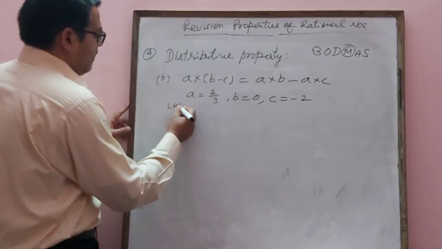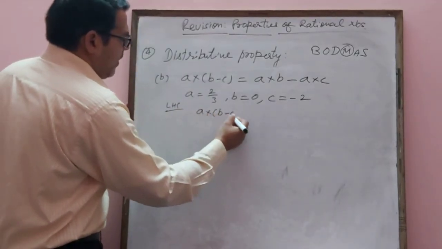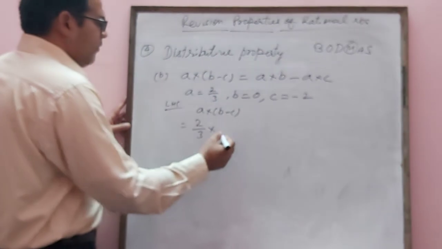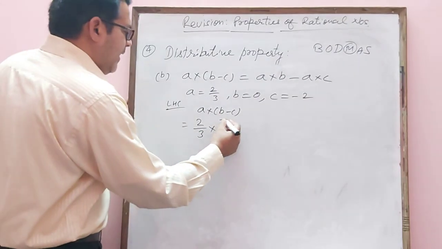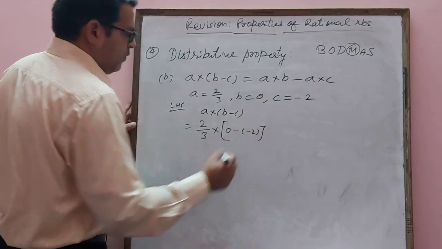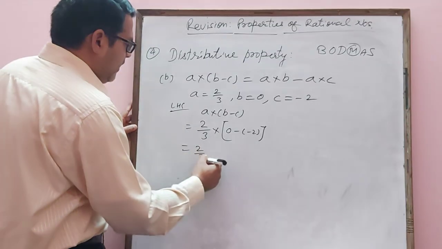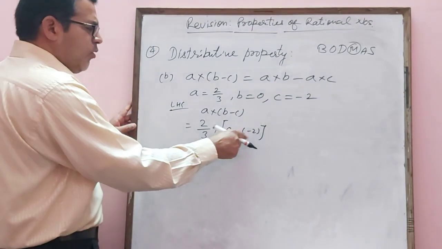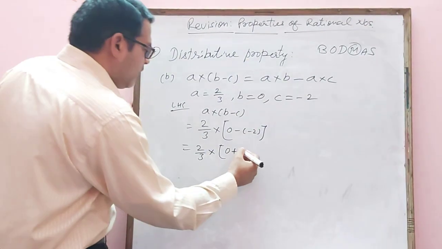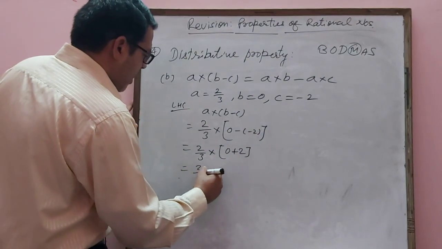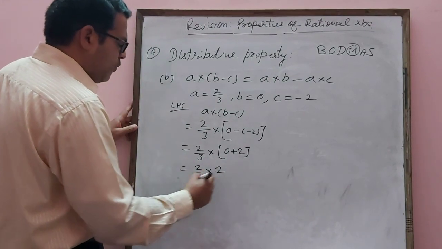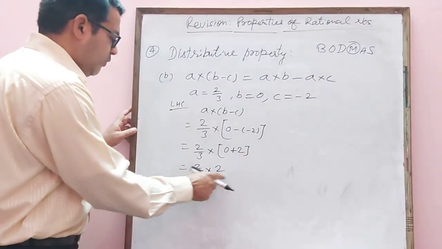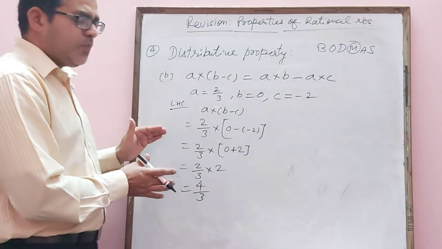Now left hand side. Left hand side is A into (B minus C). Value of A is 2 by 3. Value of B is 0 and value of C is minus 2. Right? So 2 by 3 into what we have here? 0, then minus and minus, and when you open this bracket, this minus becomes plus. So 2 will come here. It means 2 upon 3 into 0 plus 2, we have 2. So we can write it 4 by 3. After solving this one, 4 by 3. So value of left hand side is 4 by 3.